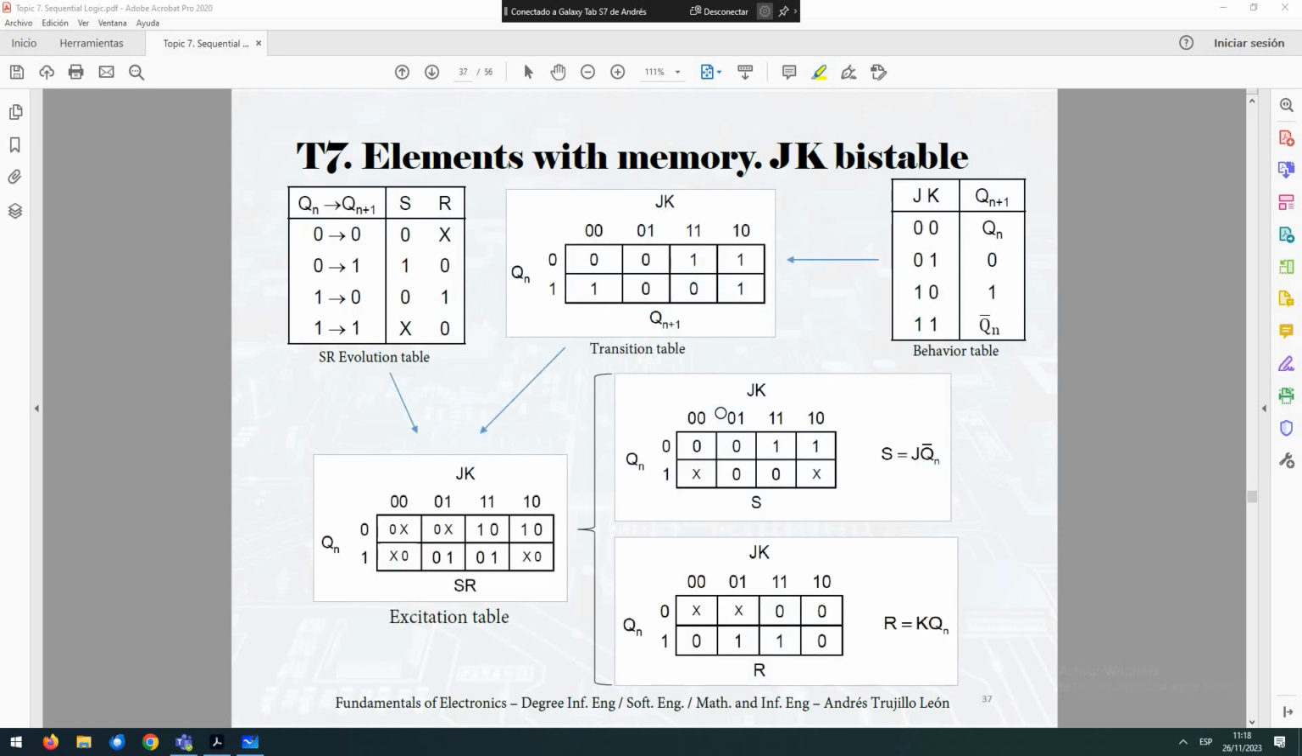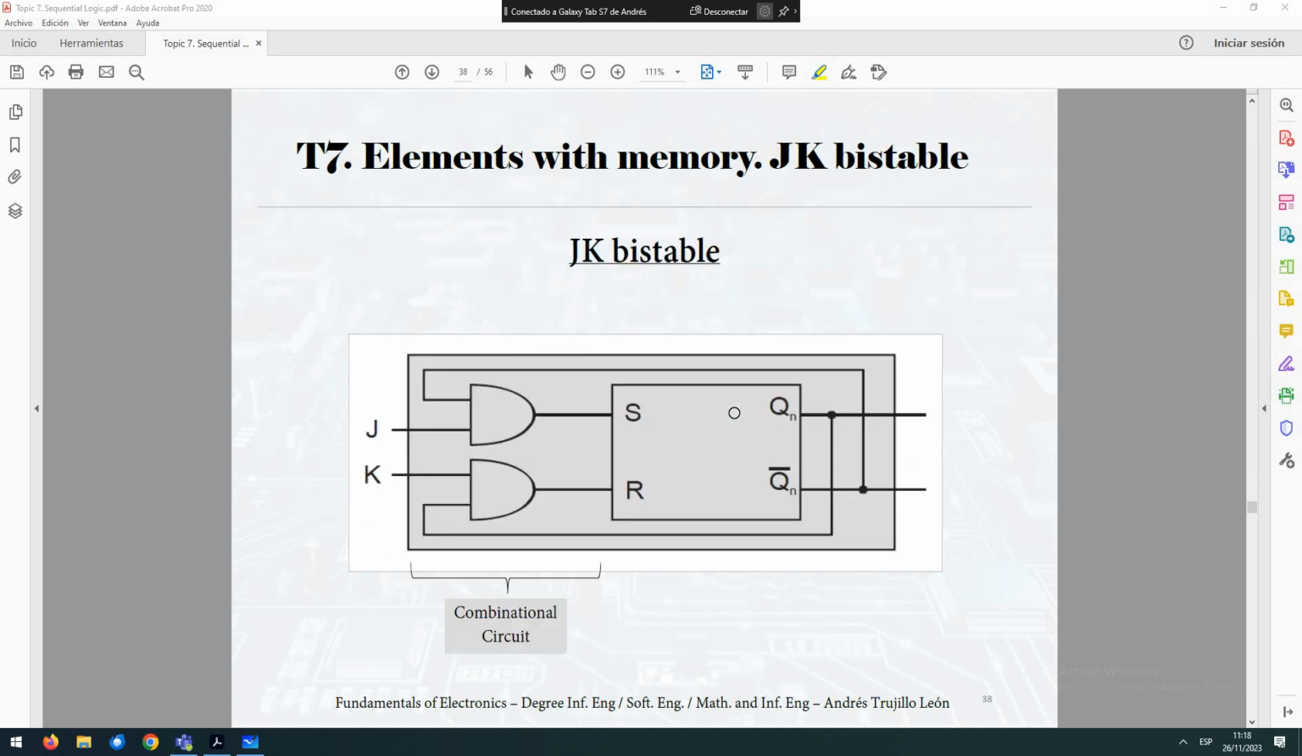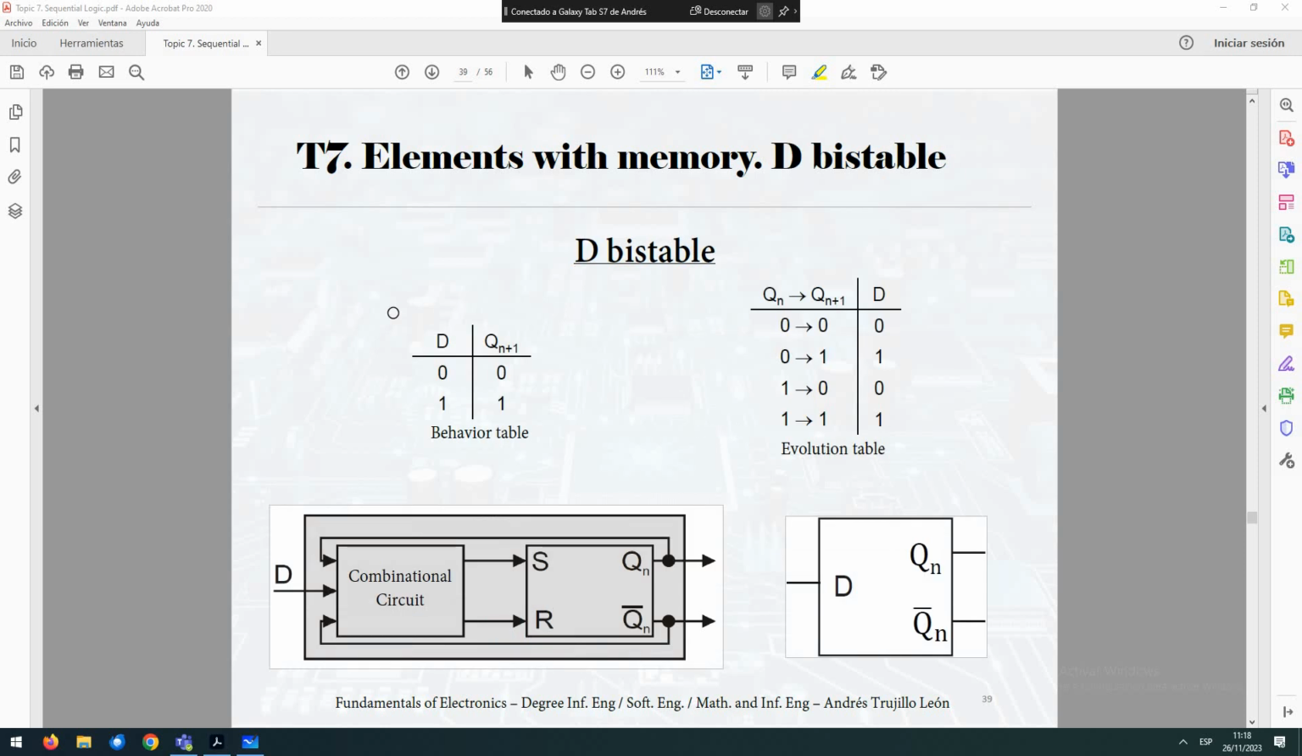So we have 3, and the last bytes table is the D bytes table, and this is its behavior table. This is the simplest bytes table we are going to have, because if we look at the input of the bytes table, the only thing that this element is going to do is put a 0 in the next state if the input is 0, or put a 1 in the next state if the input is 1. So with these 4 behavior tables, you are going to be able to obtain all the rest of the tables that you need for the design of a sequential circuit.